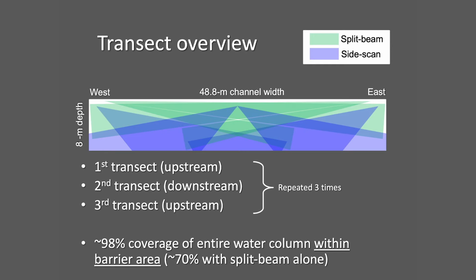With this combination, we're able to cover about 98% of the water column within the barrier area. I'm not talking about below the barrier area. I haven't done the calculations for that percent coverage. But with the split beam alone, we're able to cover about 70% of the water column, though more toward the surface.